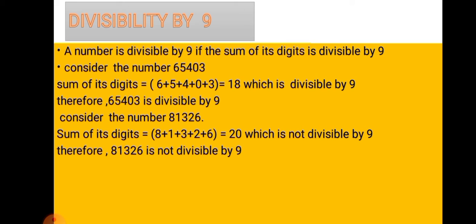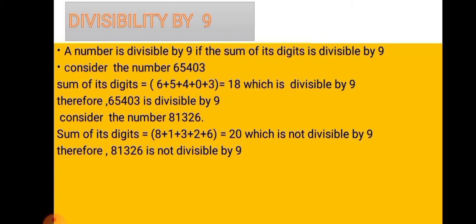Next is divisibility by 9. A number is divisible by 9 if the sum of its digits is divisible by 9. See the example, 65,403. The sum of its digits is 6 plus 5 plus 4 plus 0 plus 3, we get 18, that is divisible by 9. Therefore 65,403 is exactly divisible by 9.